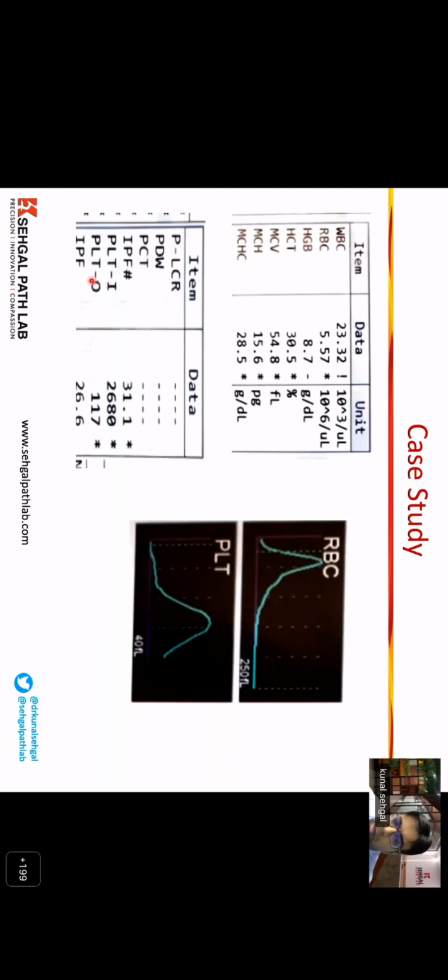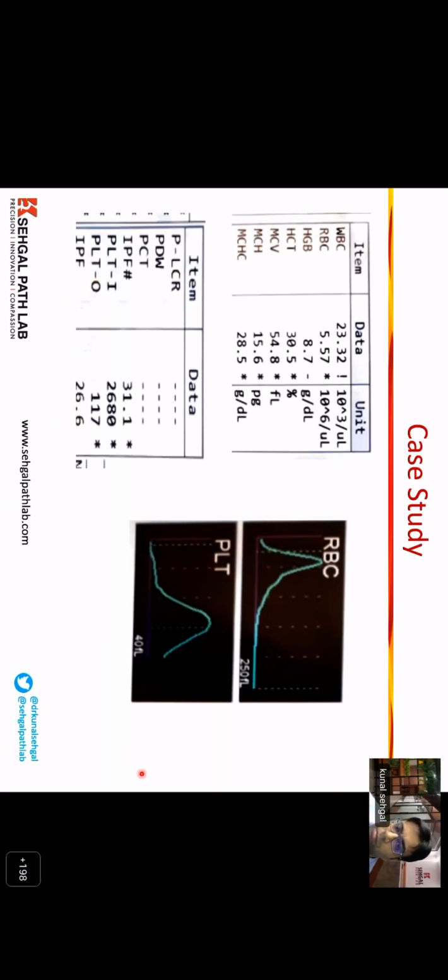We had two platelet counts given by the analyzer: 26,80,000 and 1,17,000. This is the RBC and platelet histogram. Which do you think is the correct count, and why? Any clues from the information given to you over here?